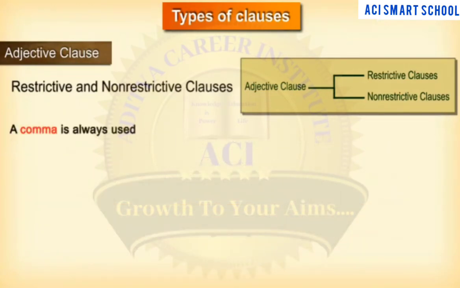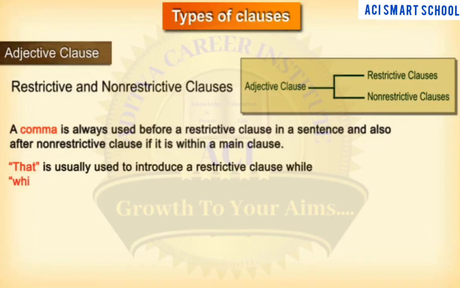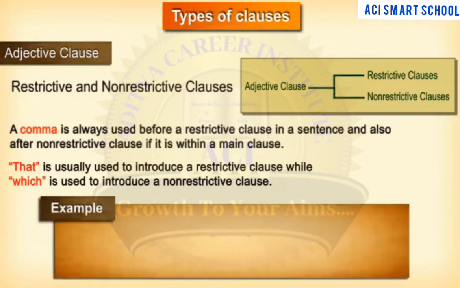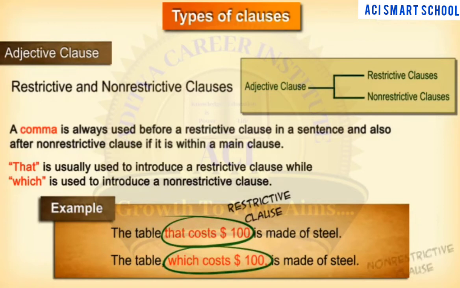A comma is not used before a restrictive clause in a sentence, but it is used before and after a non-restrictive clause if it is within a main clause. That is usually used to introduce a restrictive clause, while which is used to introduce a non-restrictive clause. For example, the table that costs $100 is made of steel. This sentence contains a restrictive clause. The table, which costs $100, is made of steel. This is an example of a non-restrictive clause.